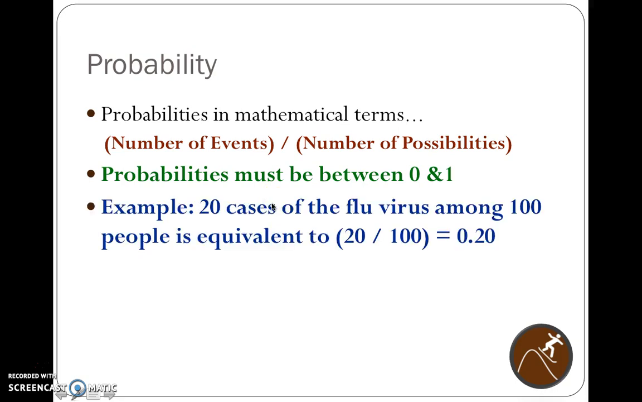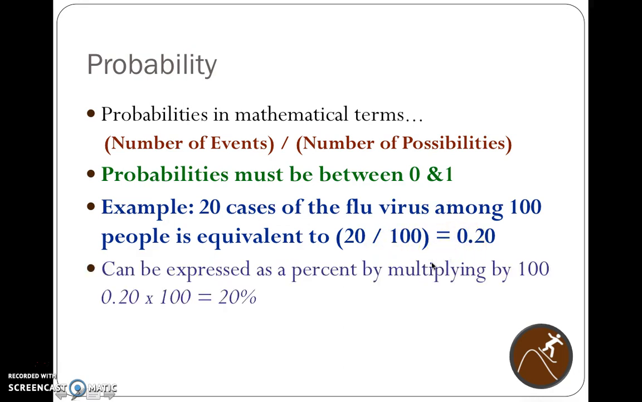So say there are 100 people at the university over winter break, and 20 of the students get the flu, and there are only 100 people possible that are staying in this one particular residence hall during winter break. So the probability or the risk of the flu would be 20 out of 100. That is 0.20. Probabilities can be expressed per centennial or percent. That's by multiplying by 100.